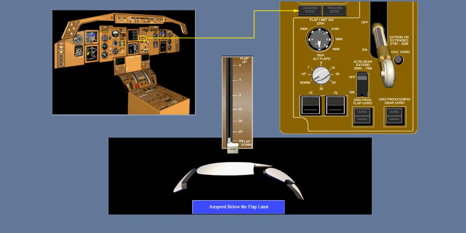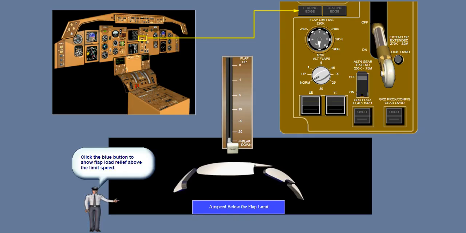Flap load relief inoperative. Inoperative flap load relief also causes the trailing edge light to come on and the ICAS advisory message of flap load relief. These messages are displayed only when the system is not functioning as designed. In other words, the flaps are not retracting when the airspeed exceeds the flap limit speed.